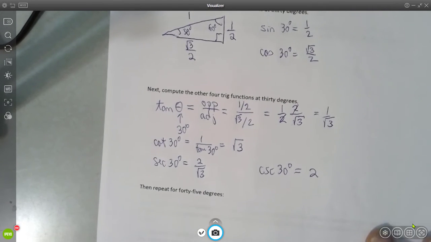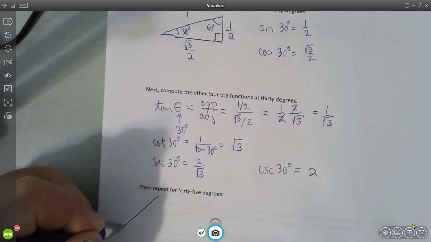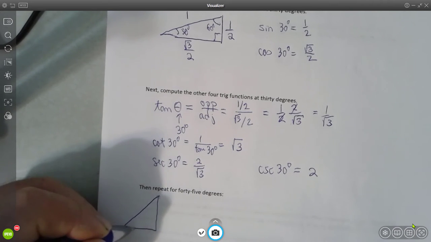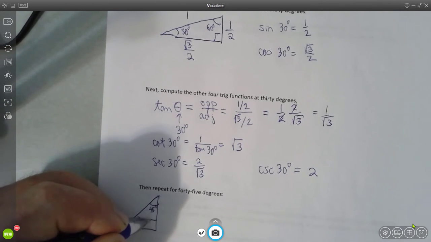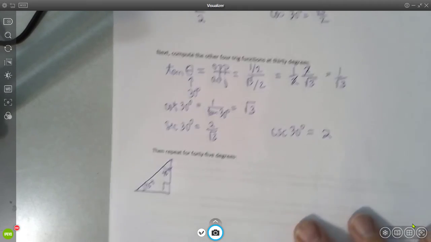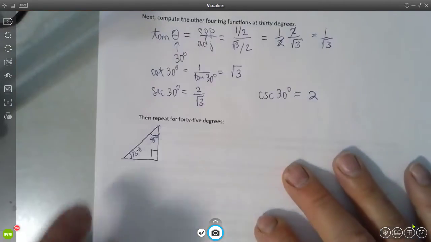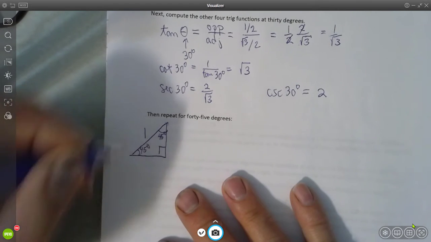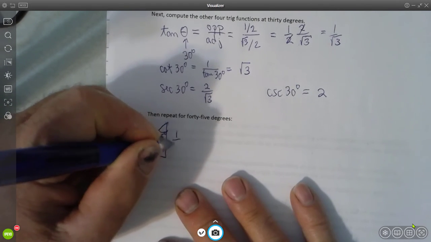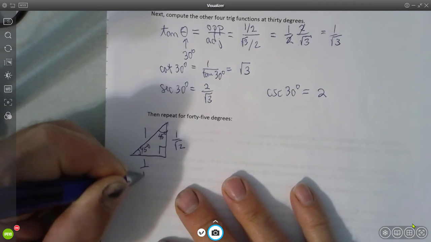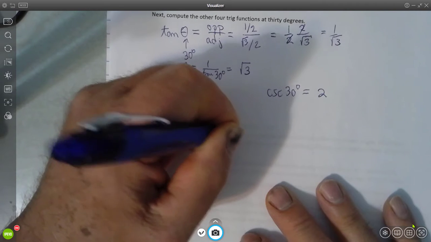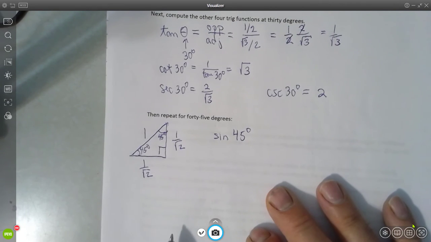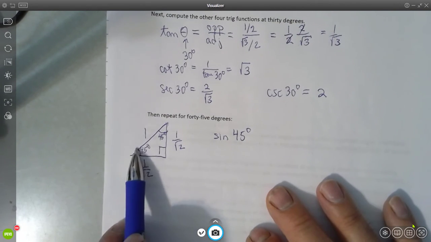Then repeat this for 45 degrees. Actually, no problem at all. We know that there is a special triangle. It has a pair of 45-degree angles in it, and a right angle. And if we make the hypotenuse 1, then this is 1/√2, this is 1/√2, and now we can proceed to writing down the 6 trig functions for 45 degrees. Let's work with this one.